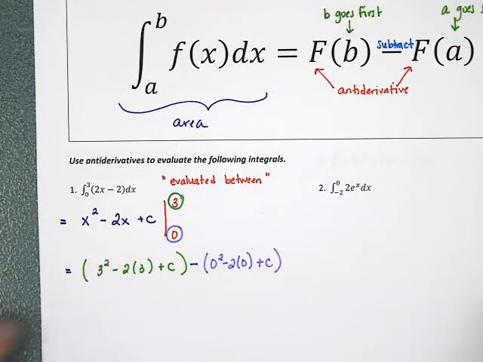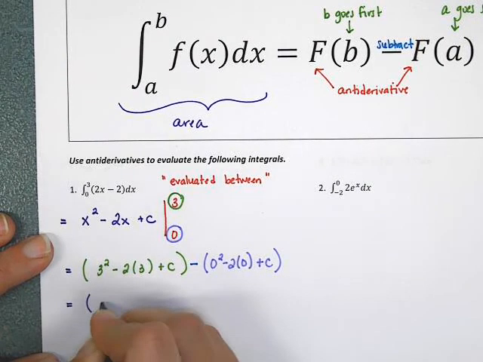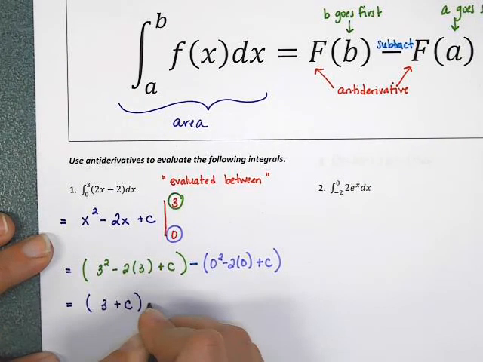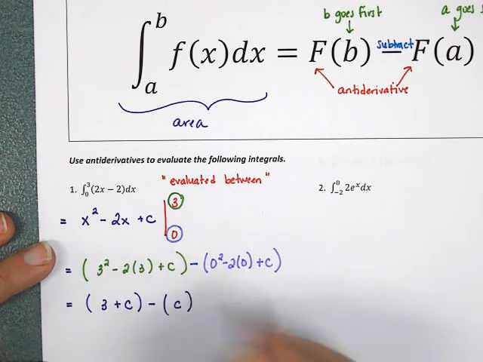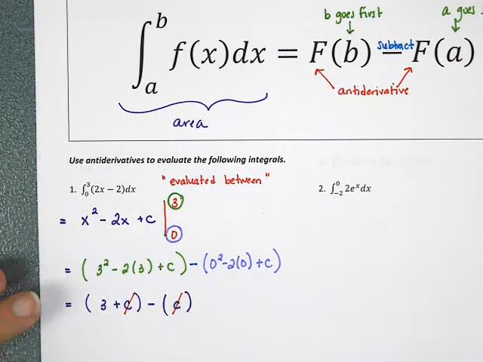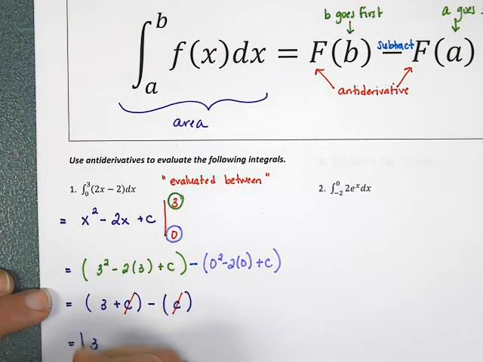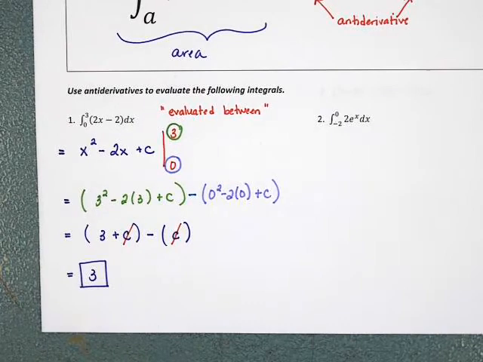And now we're going to simplify. So 3 squared is 9, minus 2 times 3 is 6, gives us 3 plus c, minus 0 plus minus 0 plus c, so minus c. And then c minus c cancels, so our answer is just 3. What this means is, if you graph 2x minus 2 and you evaluate it between 0 and 3, your area should be 3. So just this once, let's see if we can confirm this graphically.